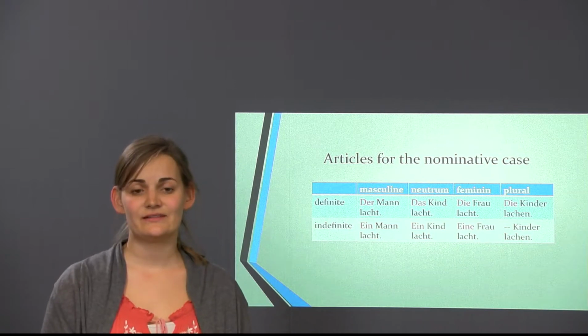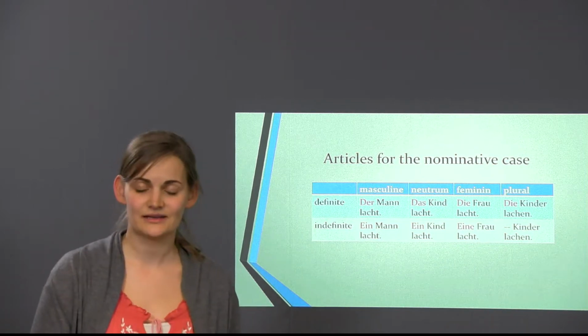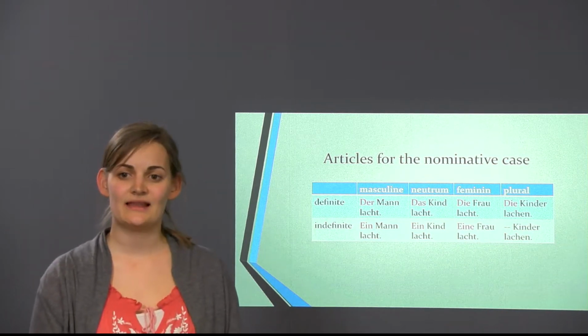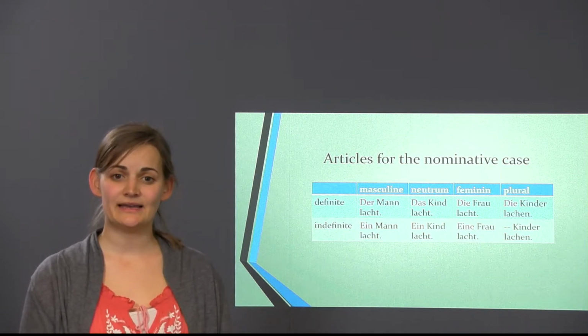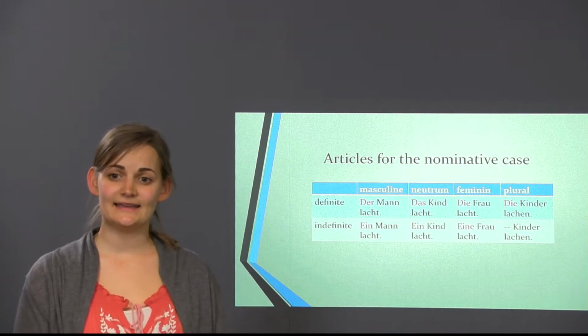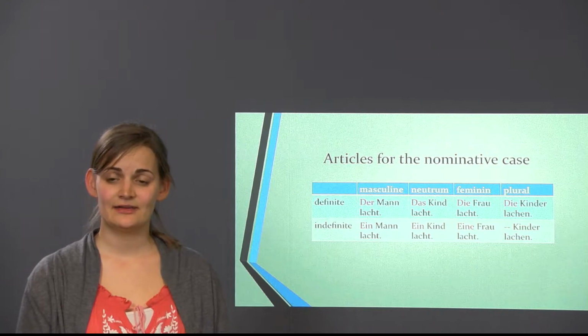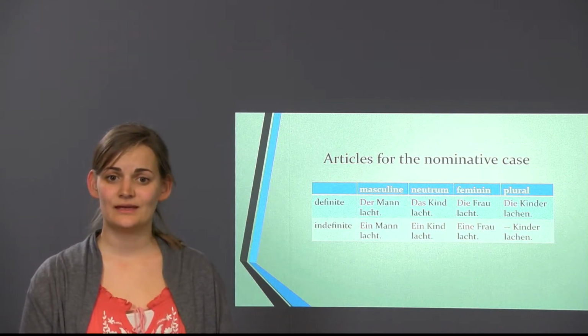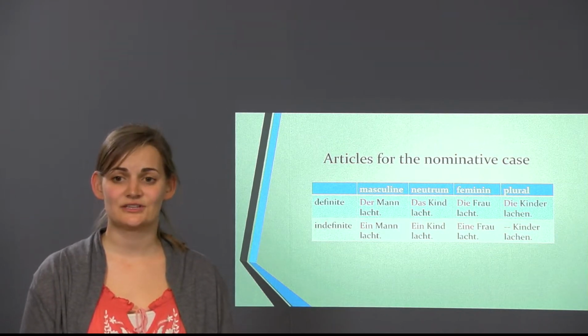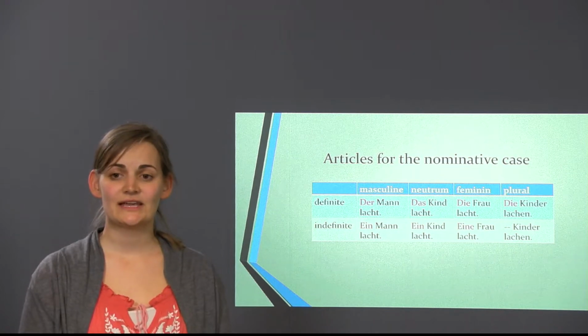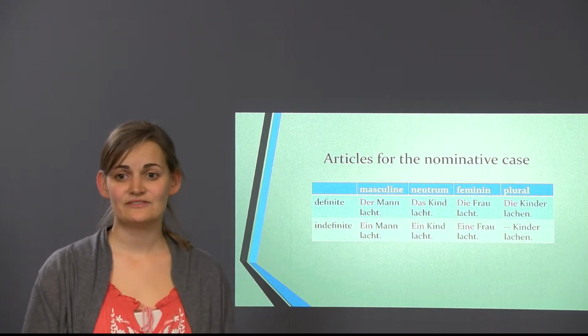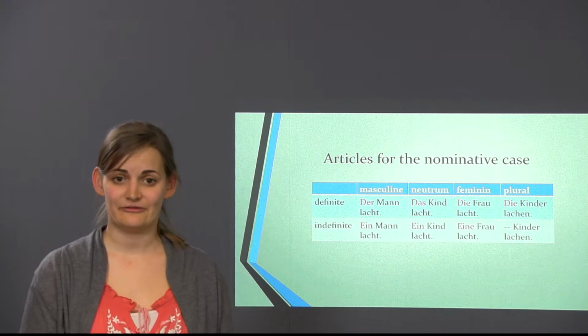Now for the indefinite articles, a or an, if you want to say a man laughs, it would be ein Mann, neuter, ein Kind, so identical, feminine, eine Frau, and plural does not have a version here. Just like in English, you can say a child laughs, but children laugh.